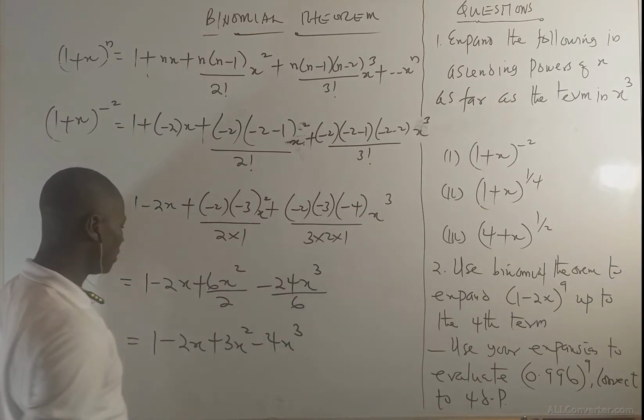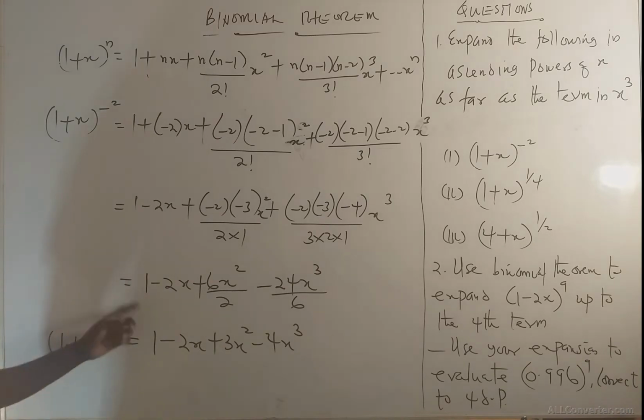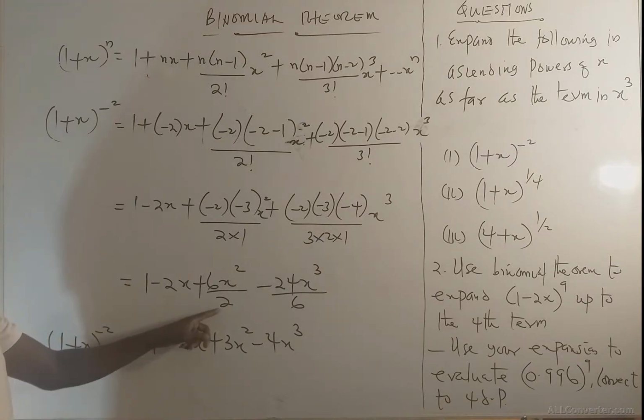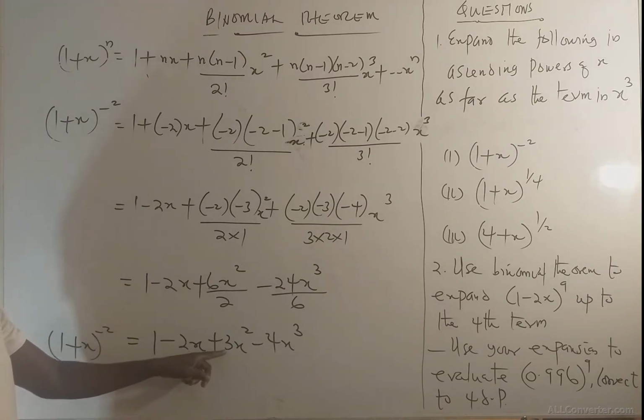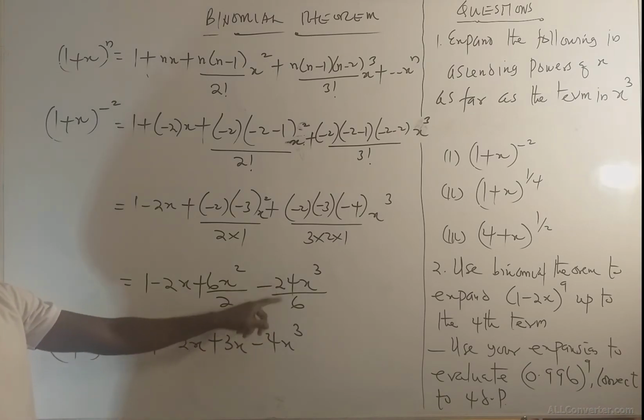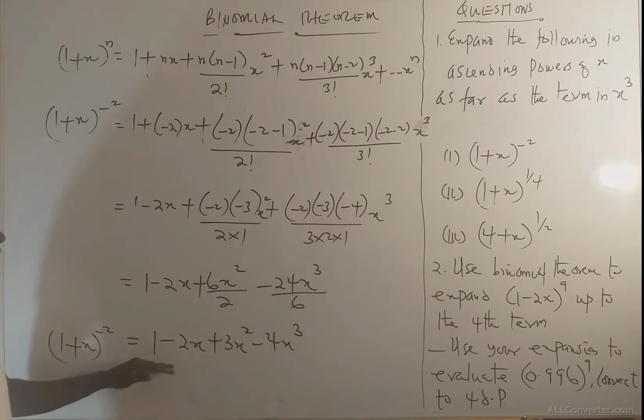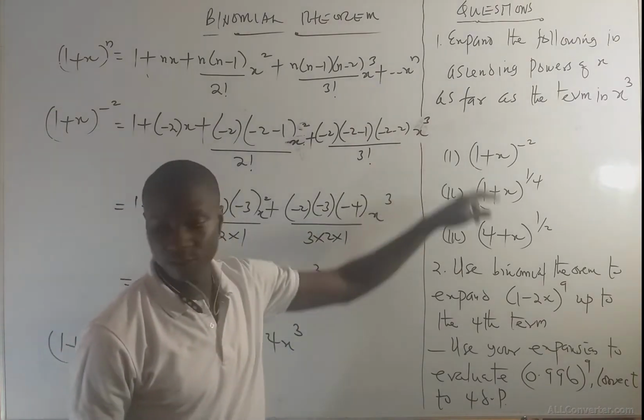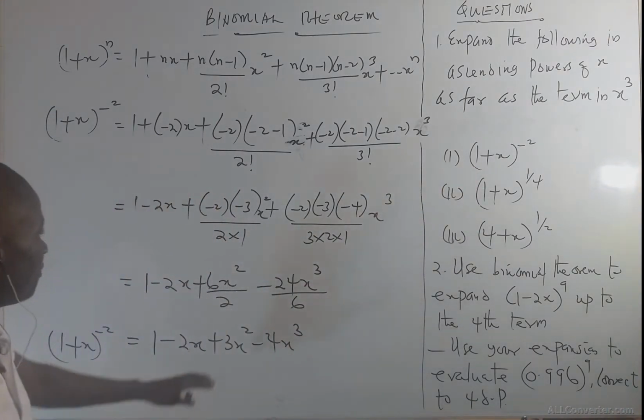That is 6. So a step down by simplifying, we have 1 minus 2x. Then 2 goes into 6 3 times, so we have 3x squared minus. Then 6 goes into 24 4 times, so we have 4x cubed. So this should be the expansion for the first problem.